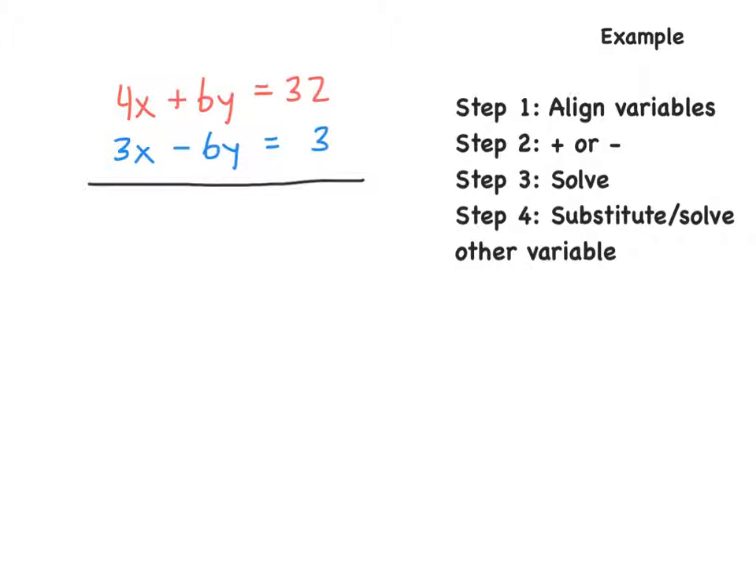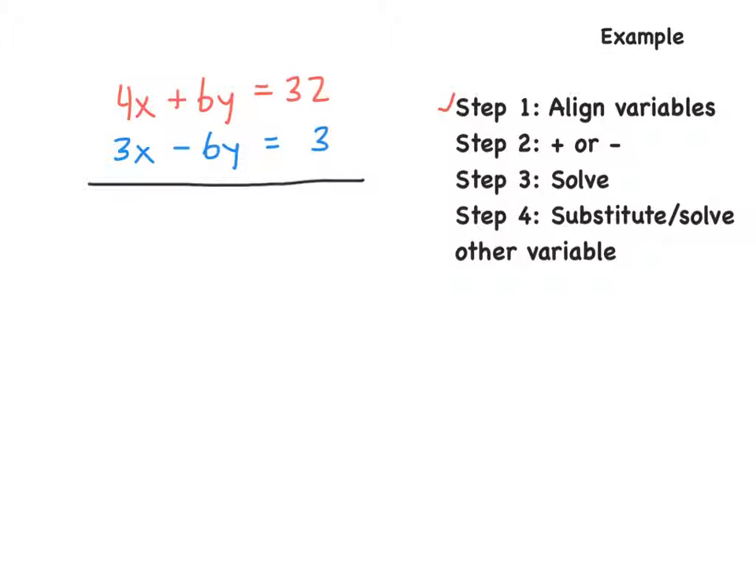So we have these 2 equations. We have 4x plus 6y is equal to 32, and we have 3x minus 6y is equal to 3. So step 1, align the variables so that the variables line up. You notice we have the x's, then we have the y's, and then we have just the regular numbers that don't have variables in them. These are the constants. Remember, this is in standard form, so we have the x's, the y's, then the constants. So, step 1, align the variables.